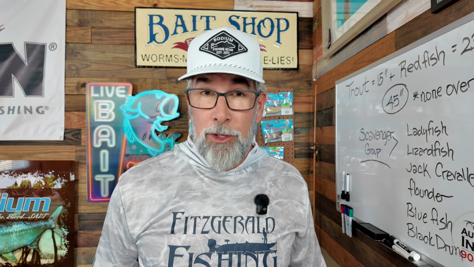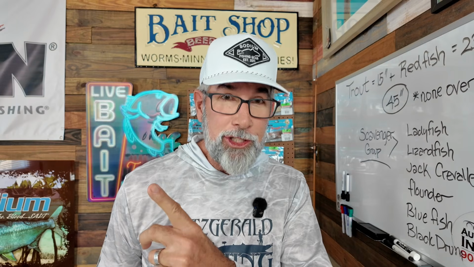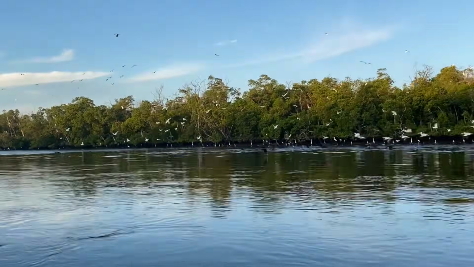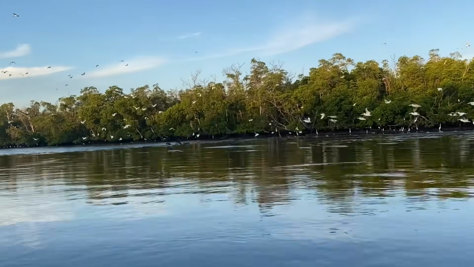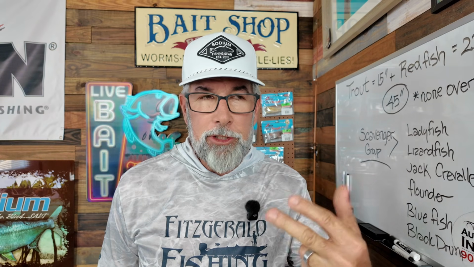All right, let's talk about the equation again. Recognition, adaption, and then applying the skills, the application, your ability. That's what equals finding fish consistently. That is the cheat code. Recognition: what are you looking for? You're looking for birds, best fishermen on the planet. That means you're looking for shorebirds, brown pelicans, terns.